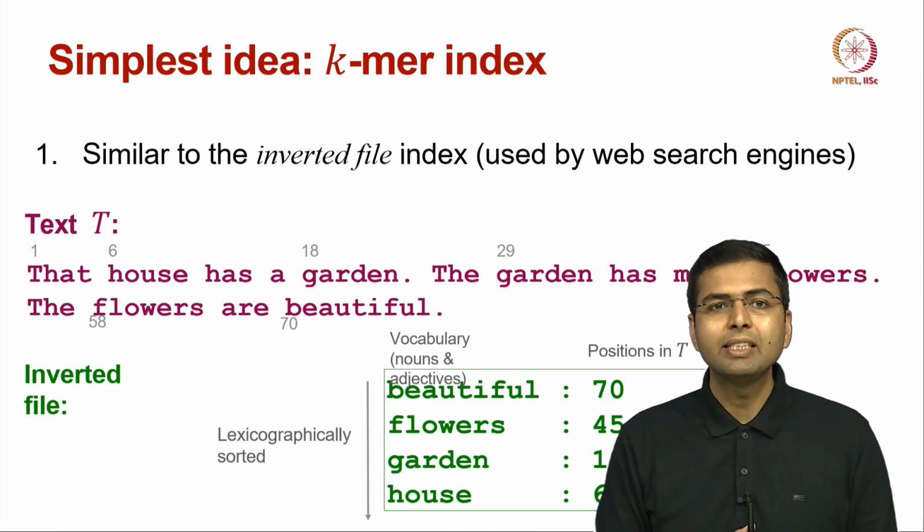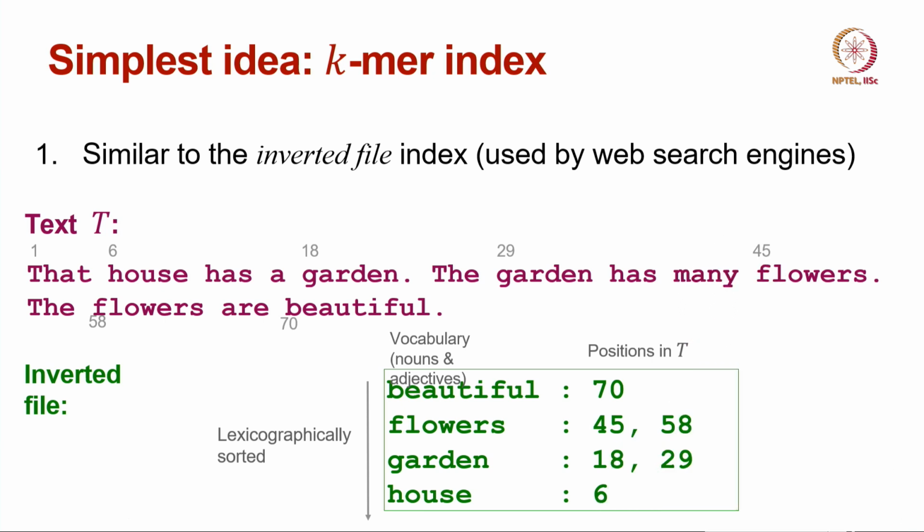So, let us start with the simplest index that we can think of, which is a k-mer index. Now, this k-mer index is very similar to the inverted file data structure that is typically used by web search engines such as Google. What an inverted file means is that we will have the vocabulary in terms of the words that we want to index. For example, in this example I am indexing nouns and adjectives, and I am keeping track of the positions in the text at which these words occur.